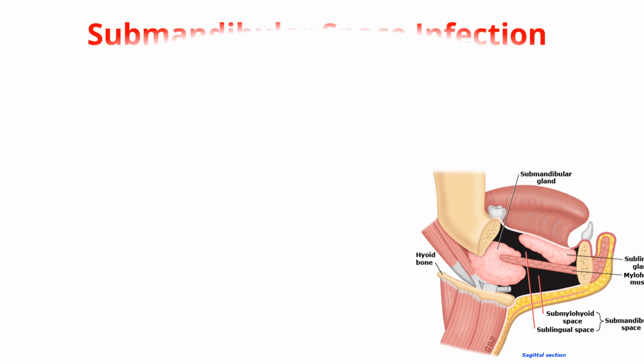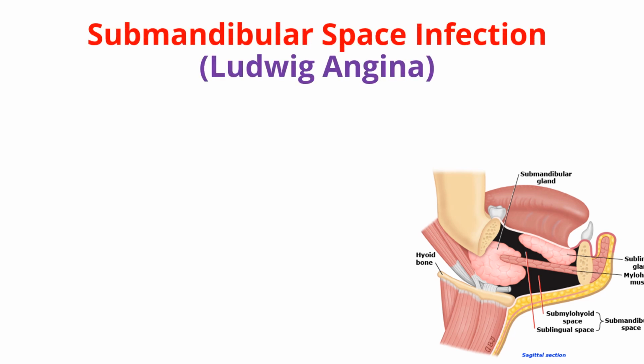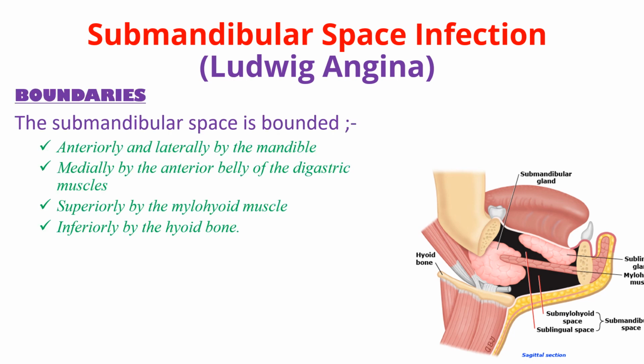In this lesson, I will discuss submandibular space infection, or Ludwig angina. The submandibular space is bounded anteriorly and laterally by the mandible, medially by the anterior belly of the digastric muscles, superiorly by the mylohyoid muscle, and inferiorly by the hyoid bone. The contents of the submandibular space are lymph nodes and the anterior jugular vein.